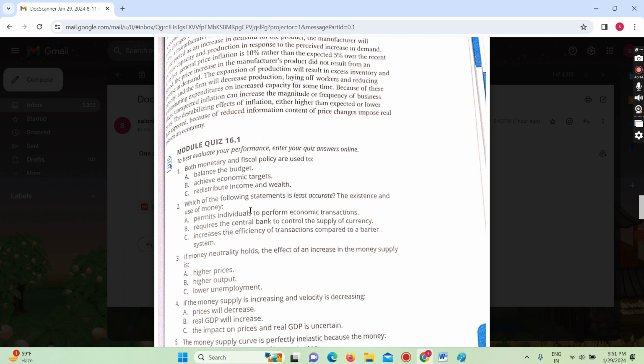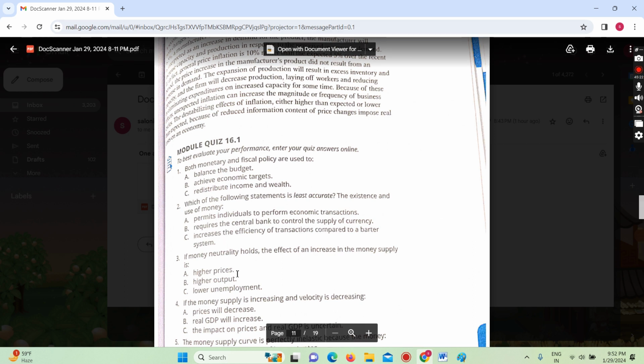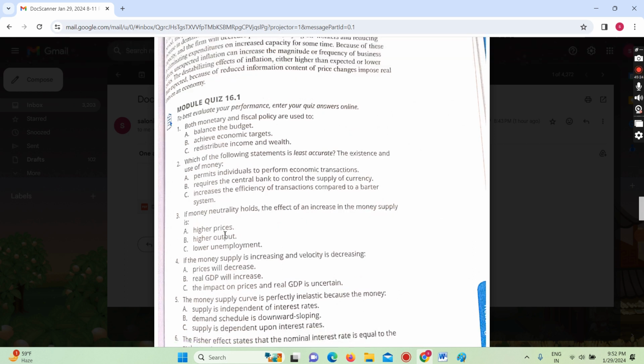If money neutrality holds, the effect of an increase in the money supply is, money neutrality में क्या है? The same, higher prices. So the answer is A, that is higher prices. If money neutrality holds, the effect of an increase in the money supply is higher prices.